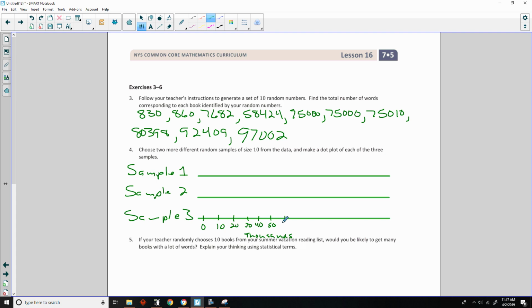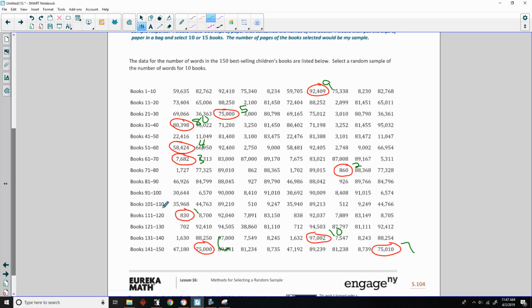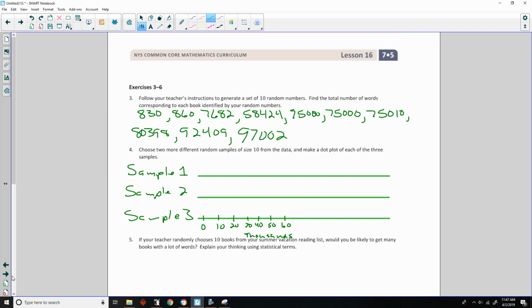And look at the data to see how high we need to go. The longest book looks like it's, well, it's under 100,000, so I have to go at least up to that. So let's just do that: 70, 80, 90, and 100. Now these should probably be more evenly spaced out, but you understand what's going on here. So 830 is less than 1,000, so that'd be way down here.